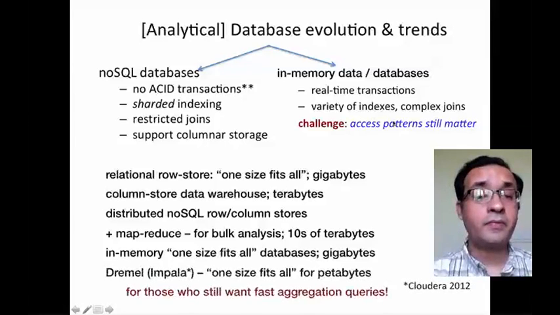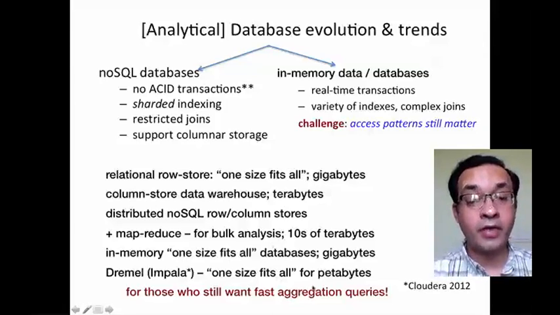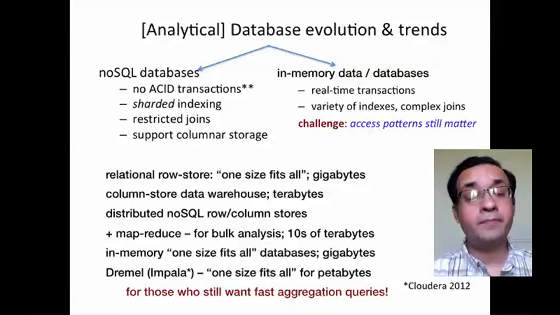And last but not least, Dremel is now a one-size-fits-all database for petabytes of data, so you can still do bulk processing on it, but also you can do fast aggregation queries where only parts of the data are touched. In the last year, Cloudera, which is one of the Hadoop distributions, released a product called Impala, which is essentially an implementation of Dremel.